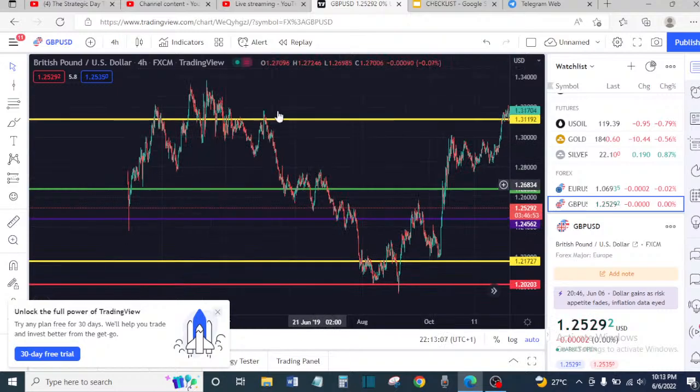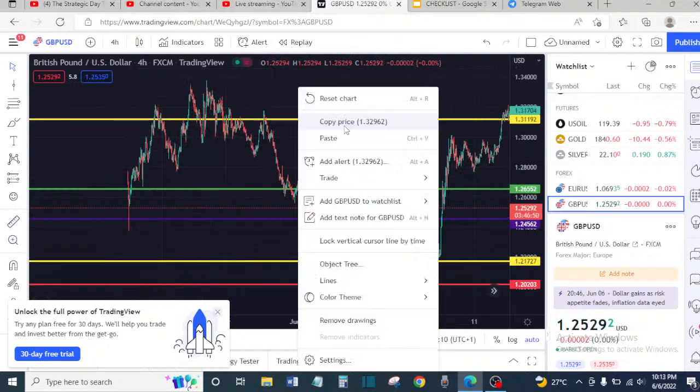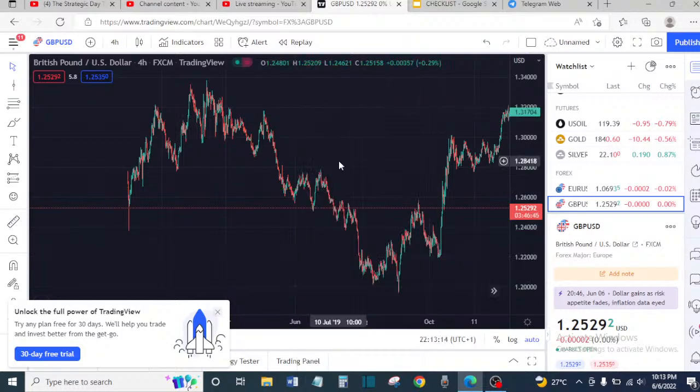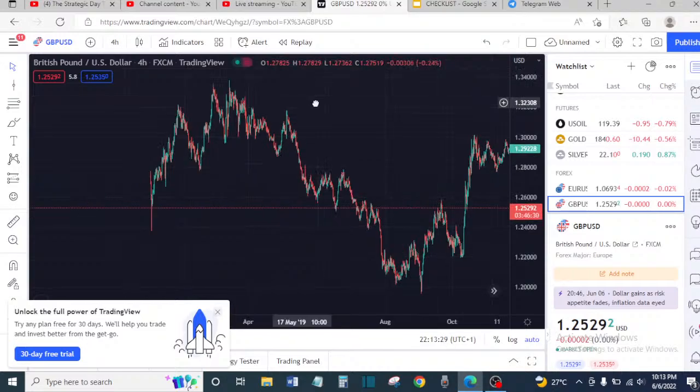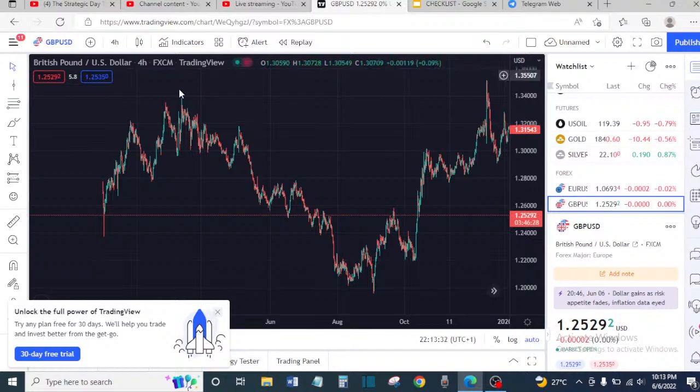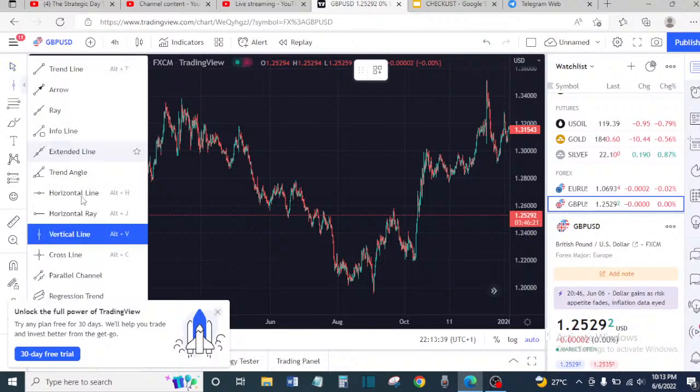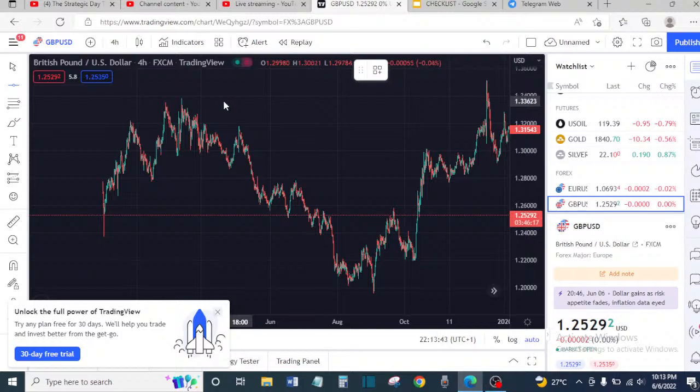Let's first clear all these drawings. It is very important that you always clear your chart so that it can be clean enough for you to always get a good output. All right, so now let's place a line around this area. Let's place a line here.